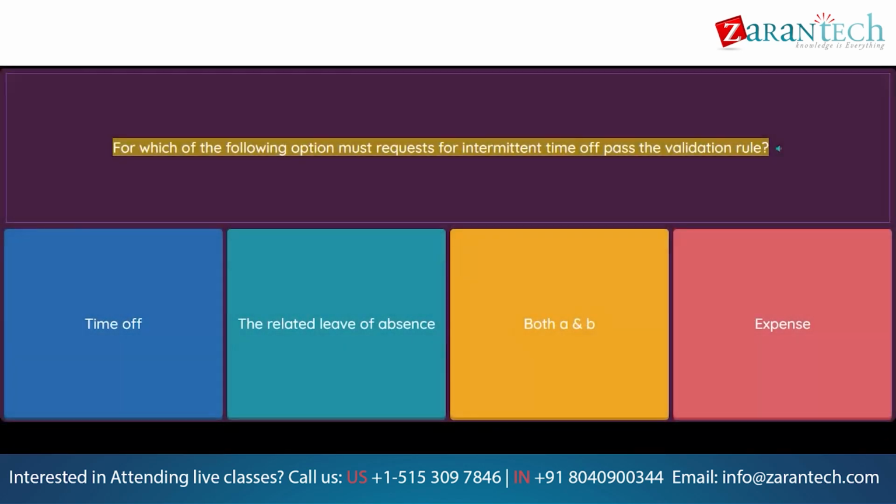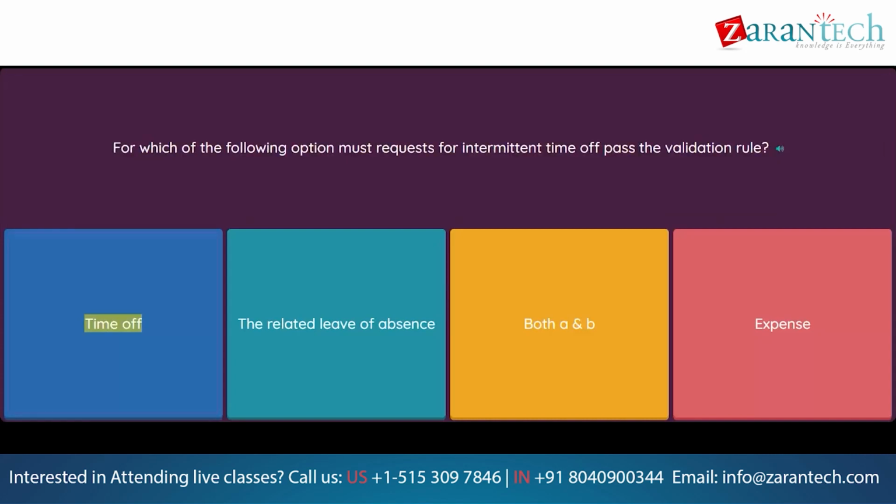Question: for which of the following option must requests for intermittent time off pass the validation rule? Option 1 time off. Option 2 the related leave of absence. Option 3 both A and B. Option 4 expense.